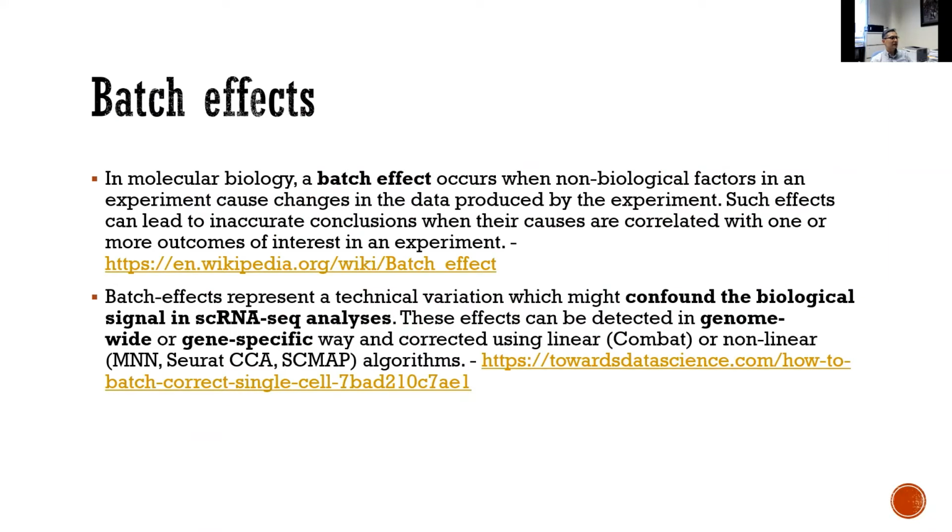So, a further description of batch effects. In molecular biology, batch effects occur when non-biological factors in an experiment cause changes in the data produced by the experiment. These effects can lead to inaccurate conclusions when they are correlated with one or more outcomes of interest in the experiment. So these effects from technical variation will confound the biological signal in single-cell RNA-seq analysis. This is the same problem in bulk RNA-seq as well. In traditional RNA-seq, if you want to correct the batch effects, people use a linear regression approach implemented in a package called Combat.